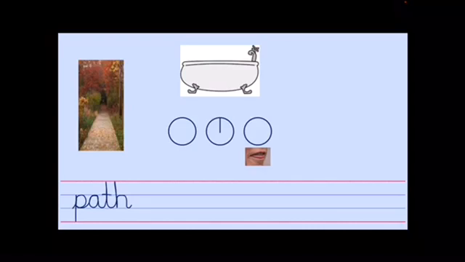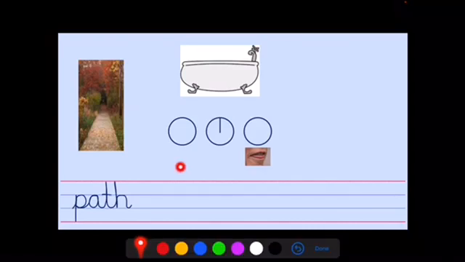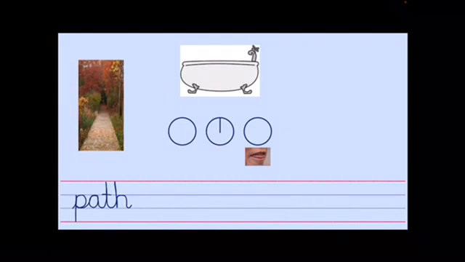Bath. Same letter pattern. B, A, th, and my teeth are on my tongue again. B is B, A is A, and th is T, H. And I cross the T when I've finished.